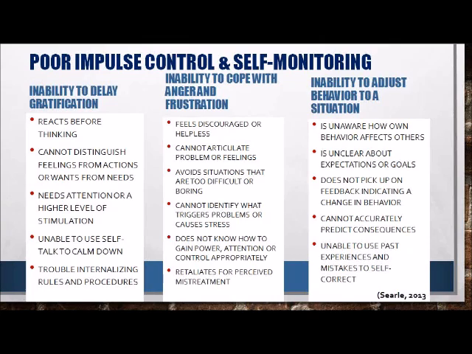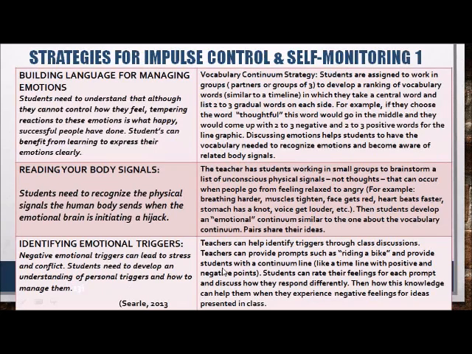And then the last column, adjusting behavior to a situation, not aware of how their own behavior affects others. Melissa with the teachers and Derek with other kids, they shove him, he shoves them. Unclear about expectations or goals, does not pick up on feedback indicating a change in behavior, cannot accurately predict consequences, unable to use past experiences and mistakes to self-correct. Okay, so what are some strategies for that?